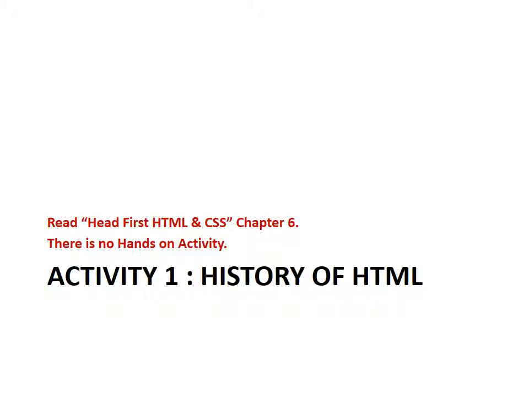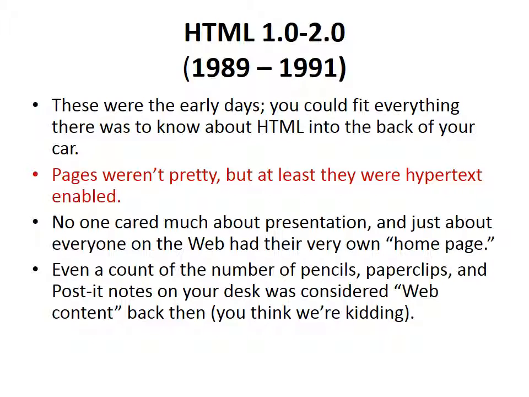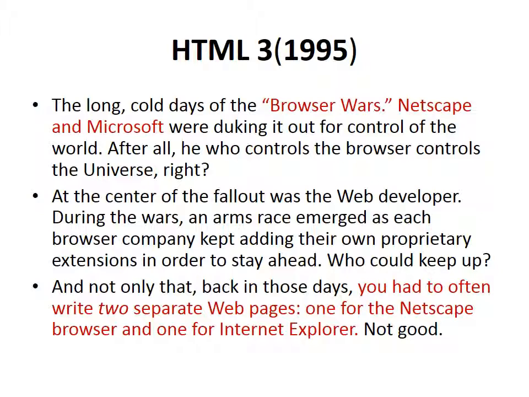In this activity, you will see a brief history of HTML. In the early stage of HTML, web pages were not pretty, but people were happy because they could use hypertext. During the mid-90s, there were browser wars between Netscape Navigator and Microsoft IE. Each web browser had different behaviors. People often had to write two separate web pages, one for the Netscape browser and the other for Internet Explorer.